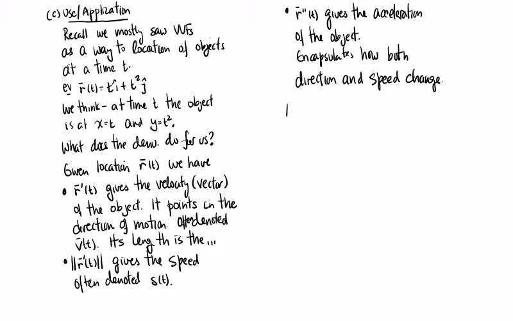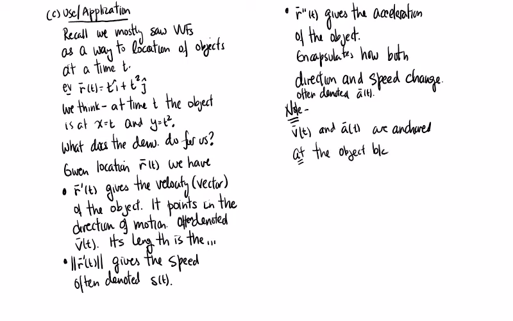Before we do an example, I'll put a little note here, and then we can clear the screen. One last thing for the acceleration: this is often denoted A of t, A bar of t, also a vector. The note I want to make is that something we learned about vectors is they can be anchored anywhere. The velocity and the acceleration are anchored at the object because we think of them as properties of the object. We'll see what this looks like when we draw a picture.